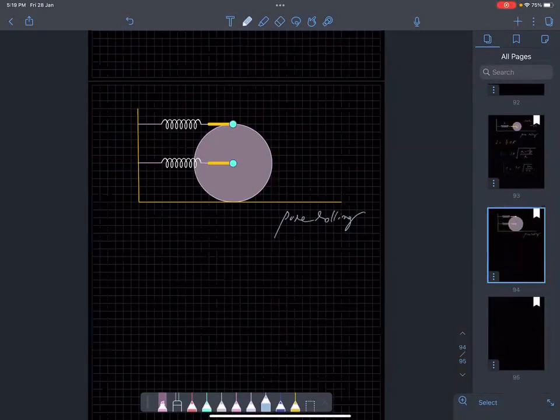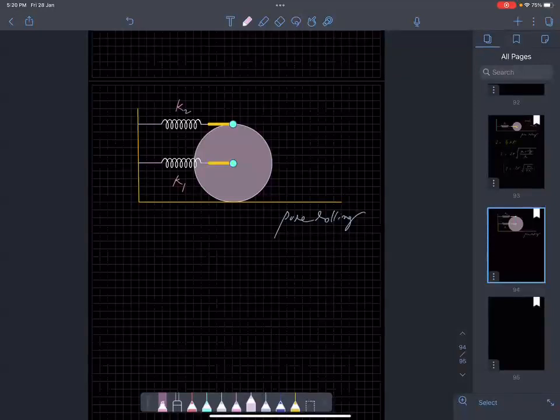Now I'll write the K values differently. So the K for the top spring is, what should I take? I have to take two different values for K. I'll take K1, K2. Okay, no problem.